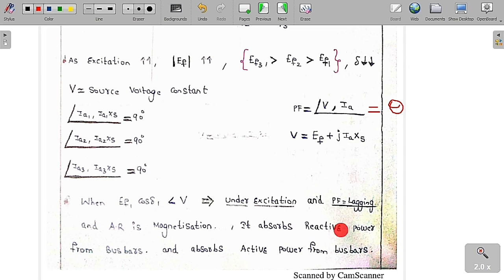Therefore it is going to absorb the reactive power from the bus bars. Whether it is a synchronous motor or a synchronous generator, it is going to do the same thing. It is going to absorb the reactive power from the bus bars, and also it is going to absorb the active power from the bus bars. So the synchronous motor under this under excitation condition absorbs both active power and reactive power from the bus bars.